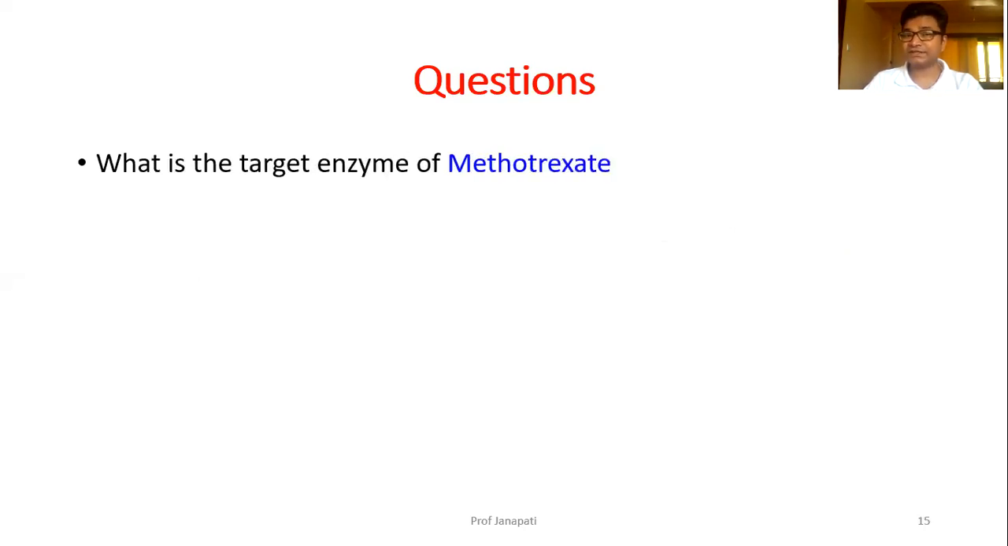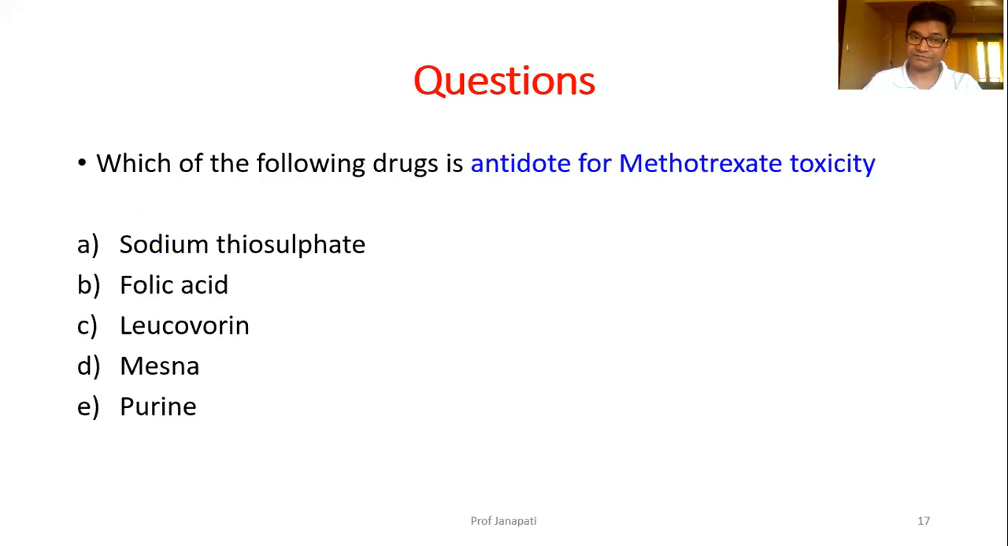What is the target enzyme for methotrexate? Dihydrofolate reductase. Dihydrofolate reductase is the target which converts FH2 to FH4. That is the important step. Then FH4 will convert to N5N10 methylene FH4.